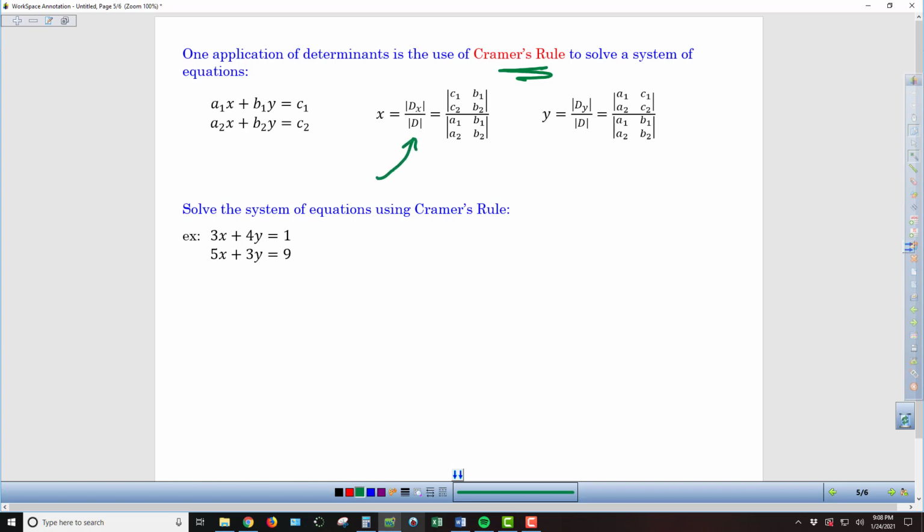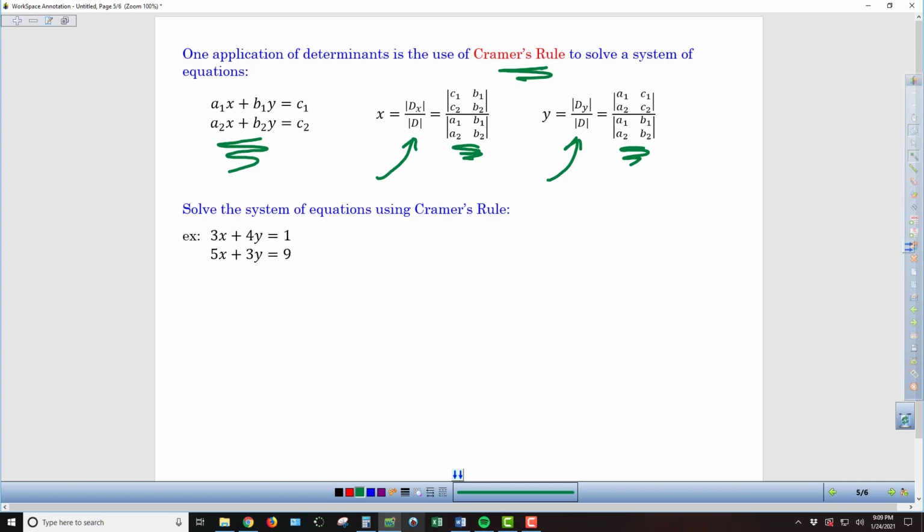The first is the matrix D that we'll use as the coefficients of our variables. You can see here we're using A1 and A2 as the coefficients in front of our first variable x. B1 and B2 are the coefficients in front of our second variable y. So if we look at the matrix D, it's just those coefficients, A1, A2, and B1, B2. And so then that goes in the denominator.